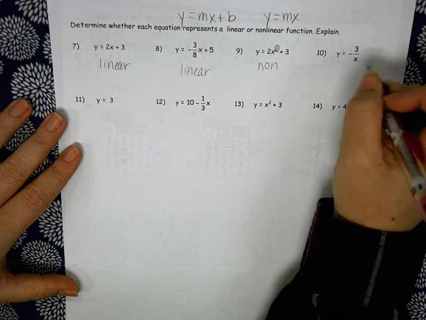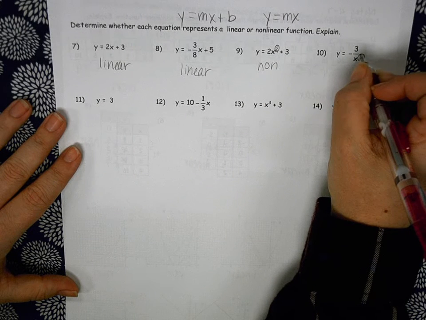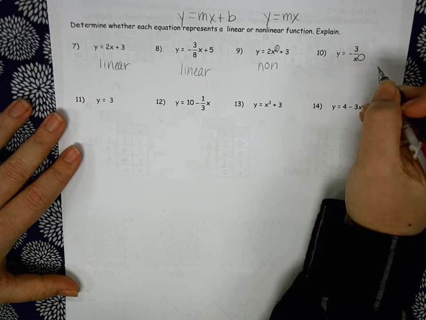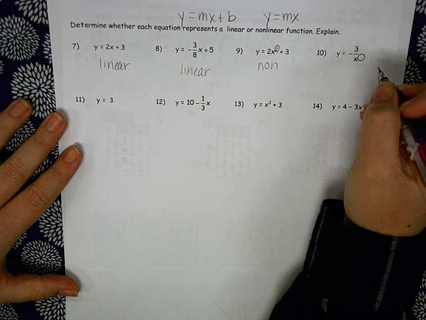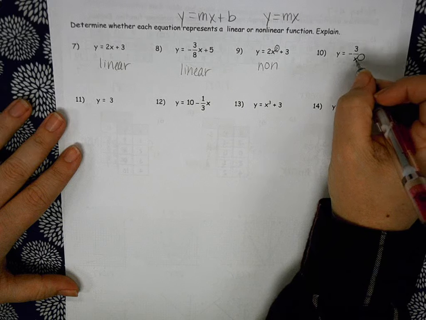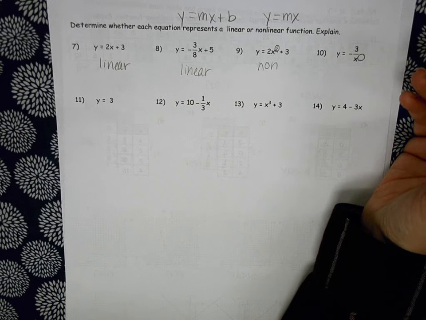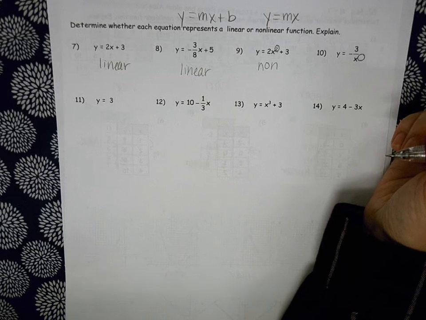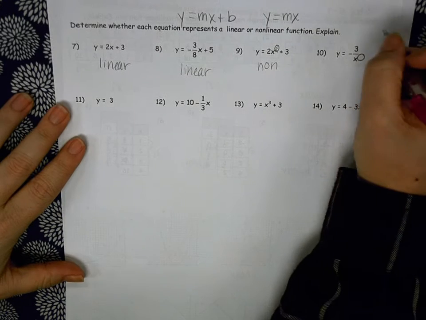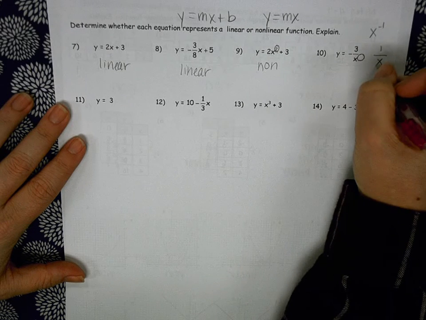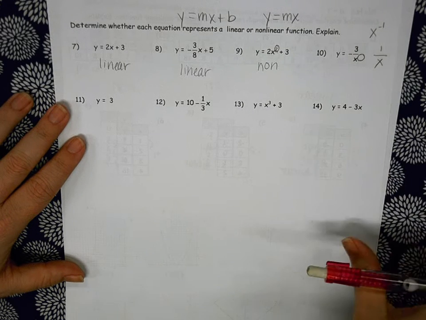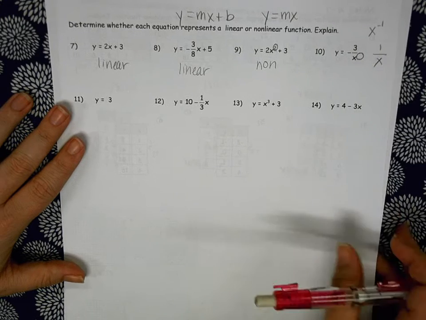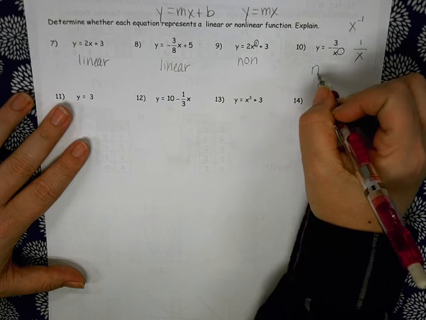So what about 10? What is the exponent right here on this x? Do you remember back from chapter 1? When we have something on the bottom, to move it to the top or bottom, remember something about what kind of exponent that would be? Remember negative exponents? If we had x to the negative 1, that would be the same as 1 over x. Do you remember this? Uh-oh, this is on your final. Negative 1. So this is non.